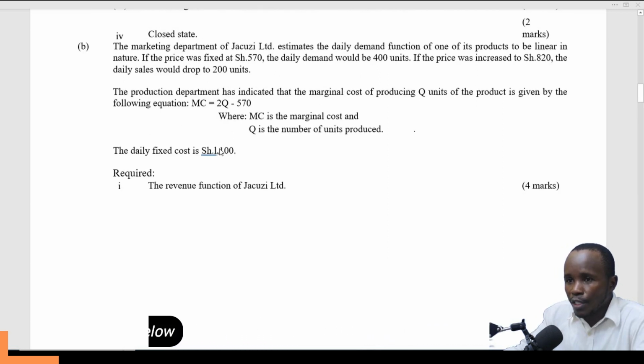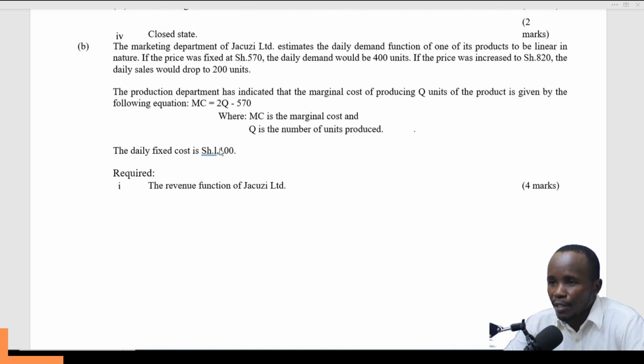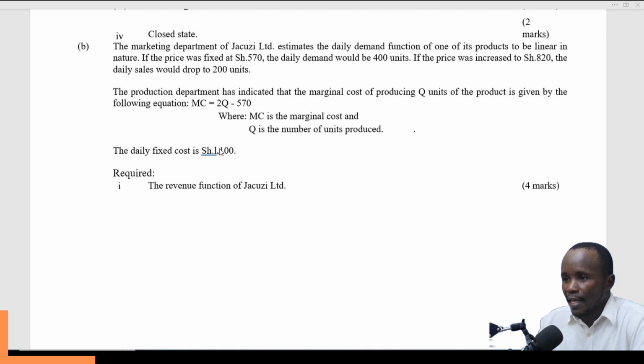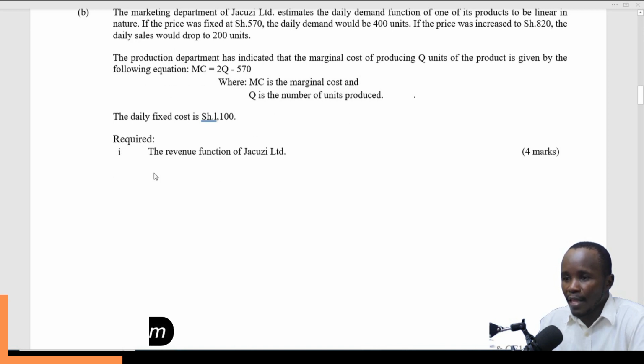The question reads that the marketing department of Jacuzzi Limited estimates the daily demand function of one of its products to be linear in nature. If the price was fixed at shillings 570, the daily demand would be 400 units. If the price was increased to 820, the daily sales would drop to 200. The production department has indicated that the marginal cost of producing Q units of the product is given by MC = 2Q - 570, where MC is the marginal cost and Q is the number of units produced. The daily fixed cost is 1,100. You are required to come up with a revenue function.